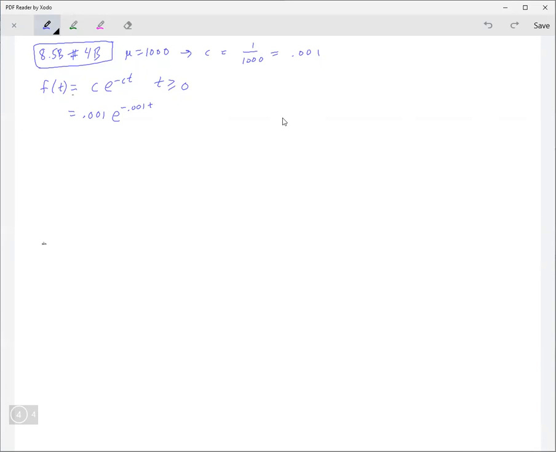Part B is, what is the median lifetime of these light bulbs? Okay, so we didn't talk about the median, but the median would be the time, t, such that if you integrate from 0 to t of the density function, you'll get half. And by default, if you integrate from t to infinity, you'll also get 1/2 as well. Okay, so that's the median time. It's the time t that has that property.